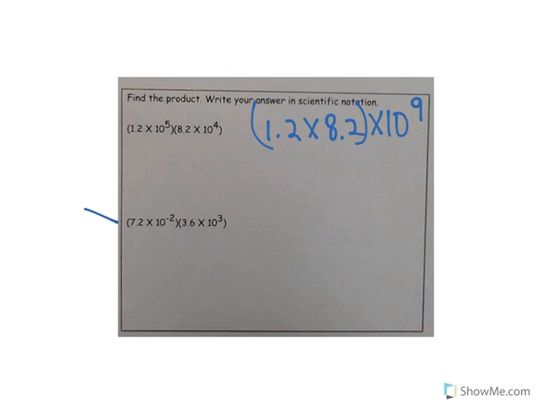So over here, we got 7.2 times that. So it's still going to be 7.2 times 3.6. That's part of it. And then it's going to be 10 to the negative 2 power times 10 to the 3rd power. So that's just times 10 to the 1st power because it's 3 minus 2. So I'll figure those out and then write them up.